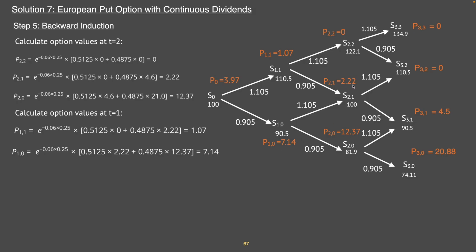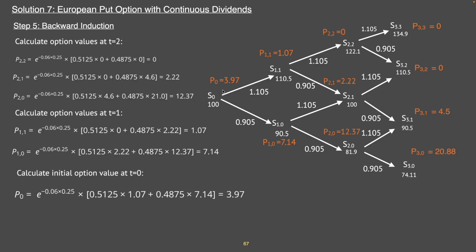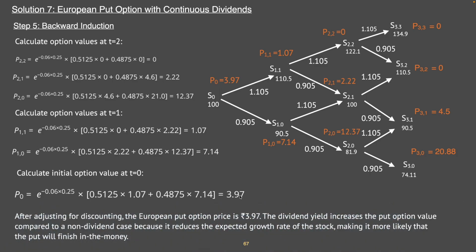Here what are we going to do? You are multiplying 2.22 with 0.5125 and 12.37 with 0.4875, and multiplying the whole value by e to the power of minus 0.06 into 0.25 to get an option value of 7.14. And finally at t equal to 0, the option has a value of 3.97. So after you adjust for discounting and the dividend yield, the European put option price is 3.97.